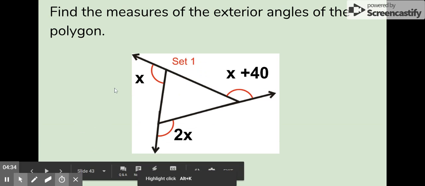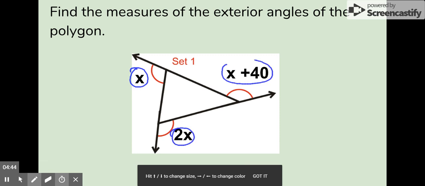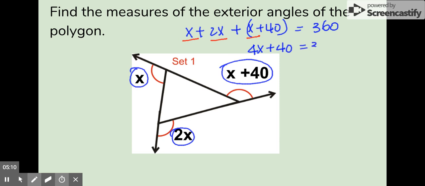All right, so now we're going to find the measures of exterior angles. We have 3 angles here: x, 2x, x plus 40. When you add all of them together, what is this angle sum? x plus 2x plus x plus 40. When you add them all together, it was 360. So now, do we have like terms? Yes, we do have like terms here. What's x plus 2x plus x? It's going to be 4x plus 40 is equal to 360.